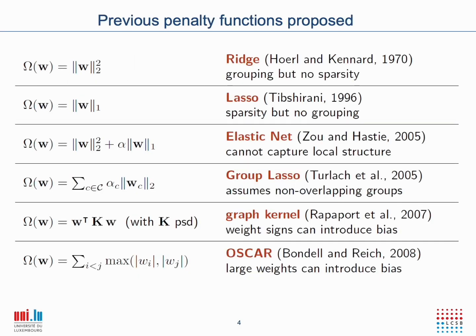We compared our approach against previous alternative penalty functions proposed in the literature. These include the ridge penalty, which promotes feature grouping but not a sparse selection of features; the lasso approach, which promotes sparsity but no grouping between features; the elastic net, which is not able to capture local network structures; the grouped lasso approach, which assumes non-overlapping feature groups; the graph kernel approach, where weight signs can introduce biases; and the Oscar approach, where large weights can introduce biases.